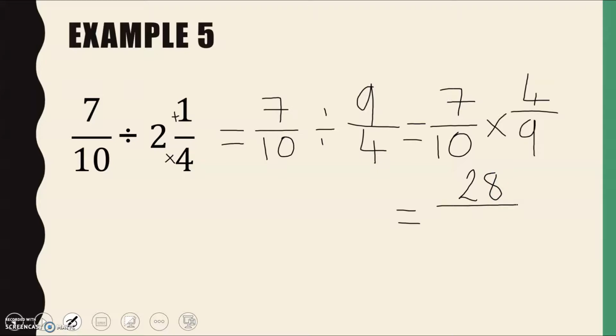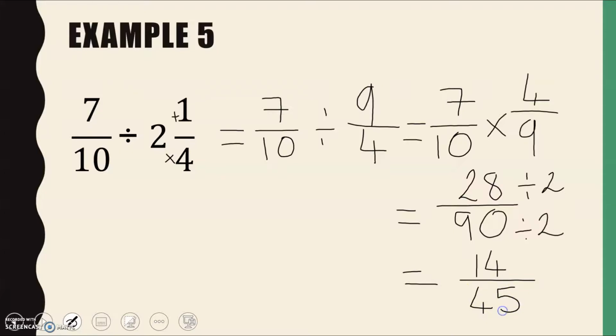10 times by 9 is 90. They are both even numbers, so I can divide by 2. 28 divided by 2 should give me 14, and 90 divided by 2 is 45. So I've got 14 over 45. It's a normal fraction, it's not top heavy, so I just leave my answer as it is.